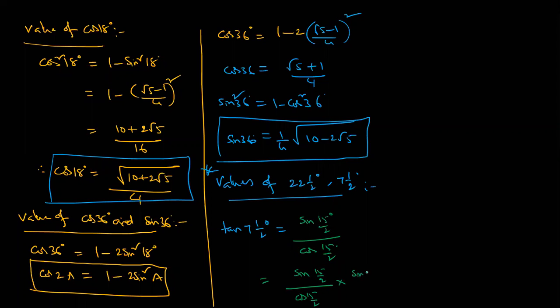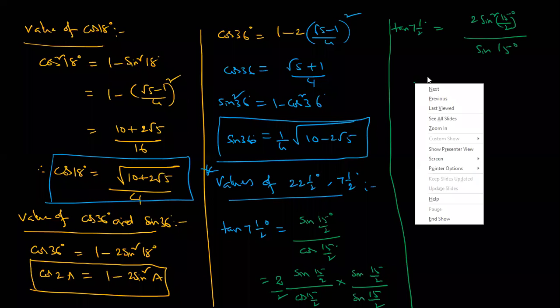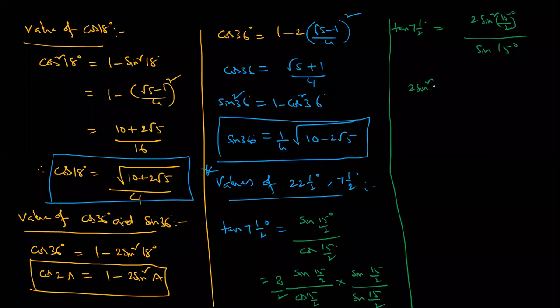So what I'm doing here, multiply and divide with sine. Why? Because reducing it to its simplest form, 2 by 2 here. So 2 sine theta cos theta. So tan 7.5 degrees is equal to how much? 2 sine square 15 degrees by 2 by sine 2 theta, which means 15 degrees only. Okay, dear students, 2 sine square theta by 2. Anyone? What is the answer?